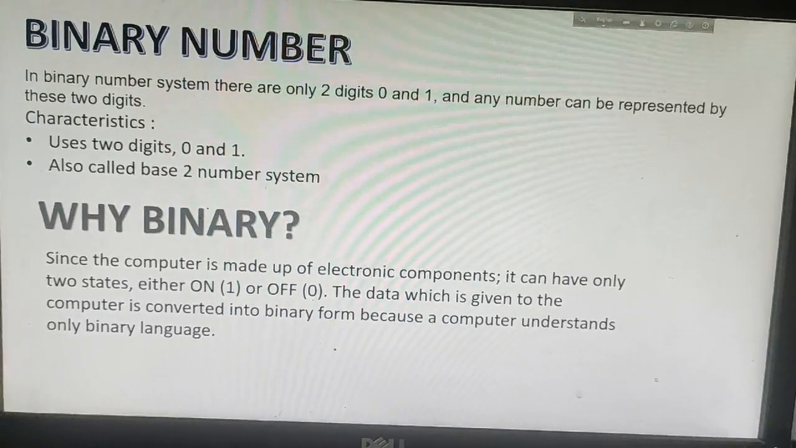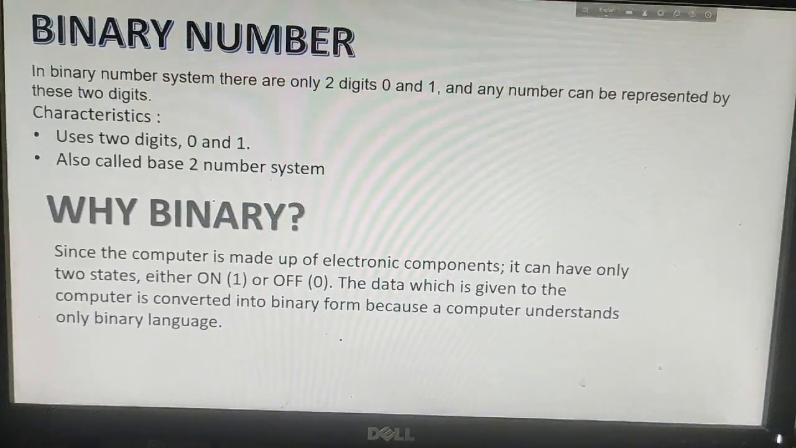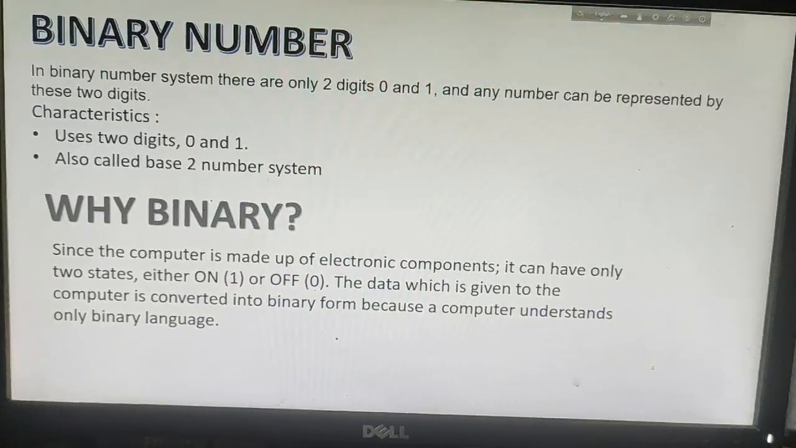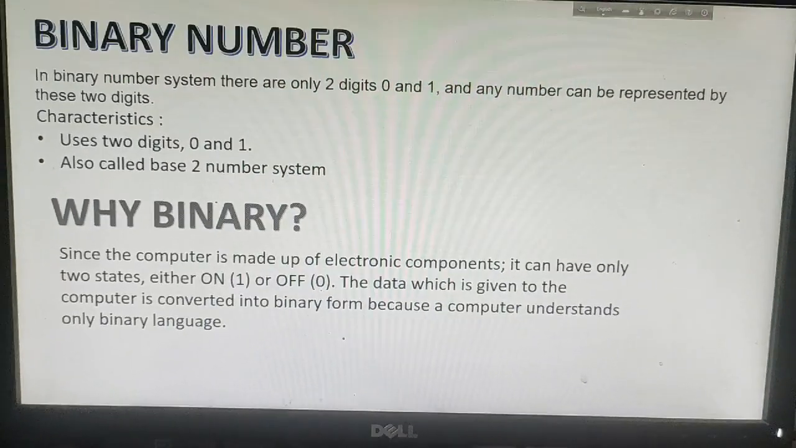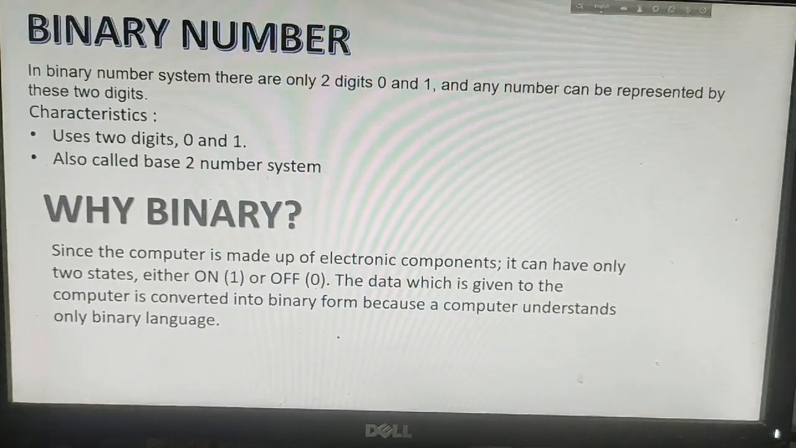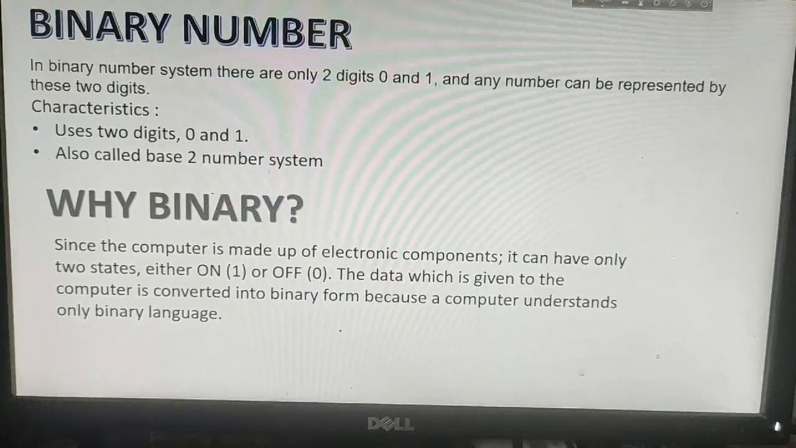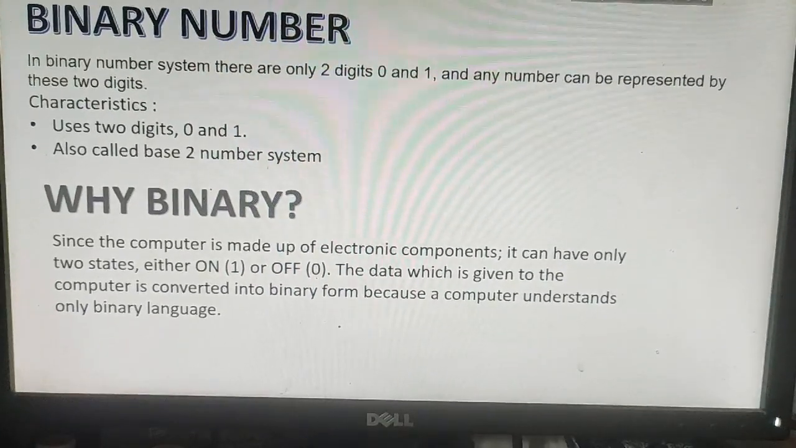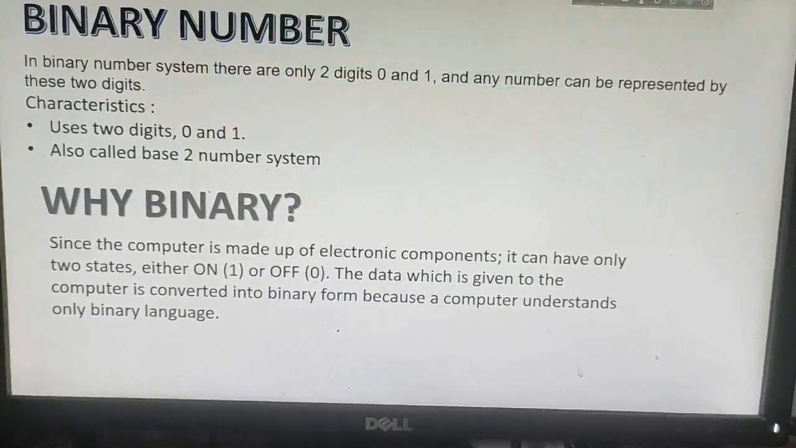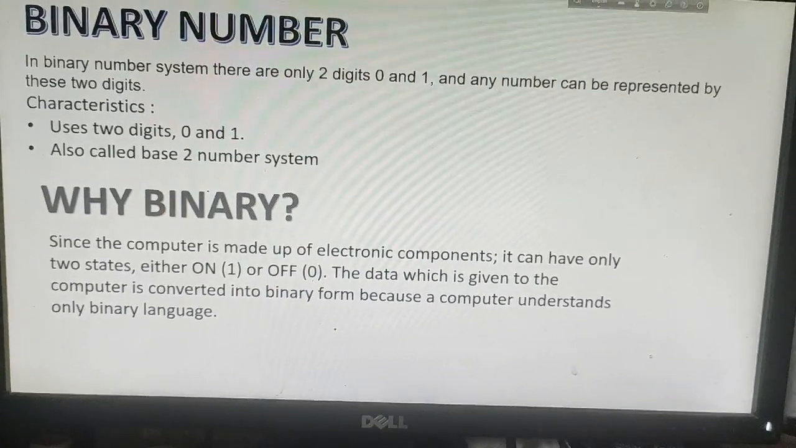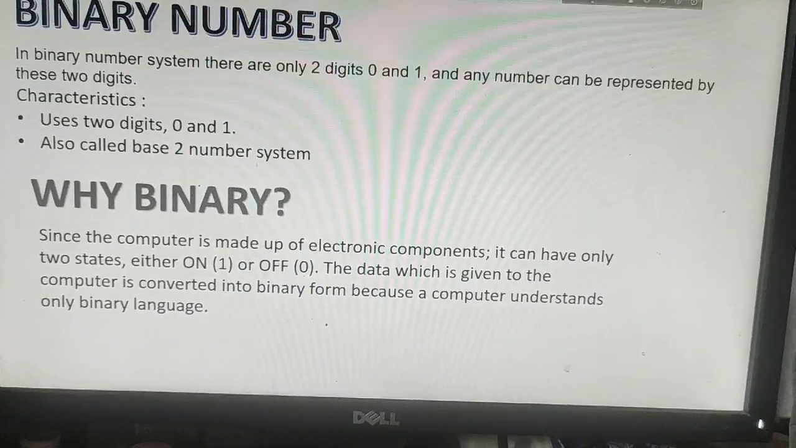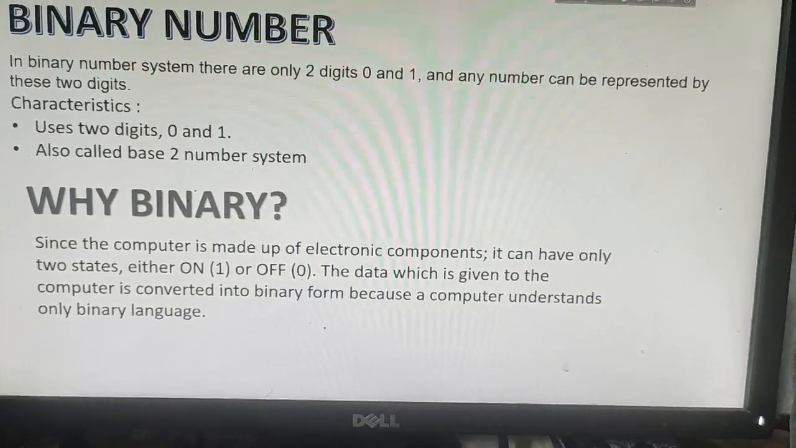So what are the characteristics? It uses 2 digits, 0 and 1, and is also called the base 2 number system. Yes, the binary number system has 2 numbers, so it is also called the base 2 number system. So why will we use this binary number system? We know our computer is an electronic device and it is made up of electronic components, and it has only 2 states: the on state, that we can represent with the number 1, and the off state that we can represent with the number 0.